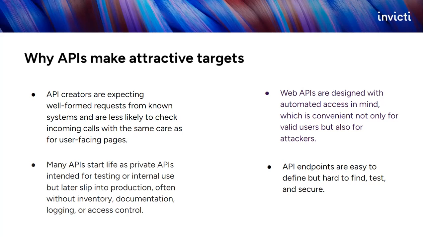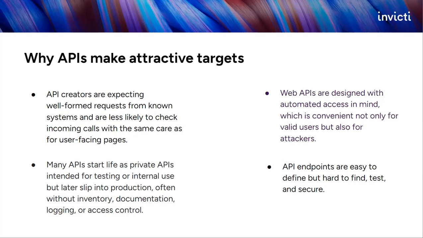Third, APIs are designed with automated access in mind. And that's convenient for valid users, of course, but that also provides a very simple connection point for attackers if they know formats and where to connect to for these specific APIs. And then our last point here, API endpoints, they're easy to define, but they're hard to find. So if they haven't been defined and documented, we can have a collection of hidden access points to the backend systems that get put into production environments.